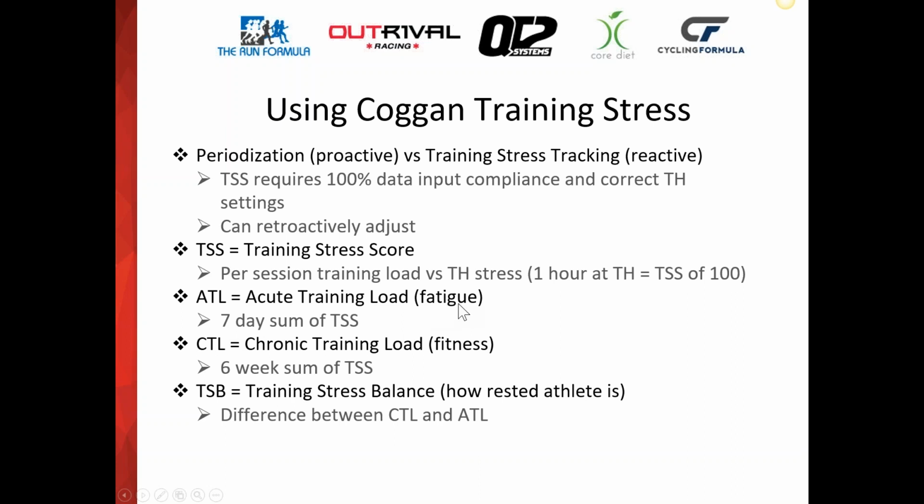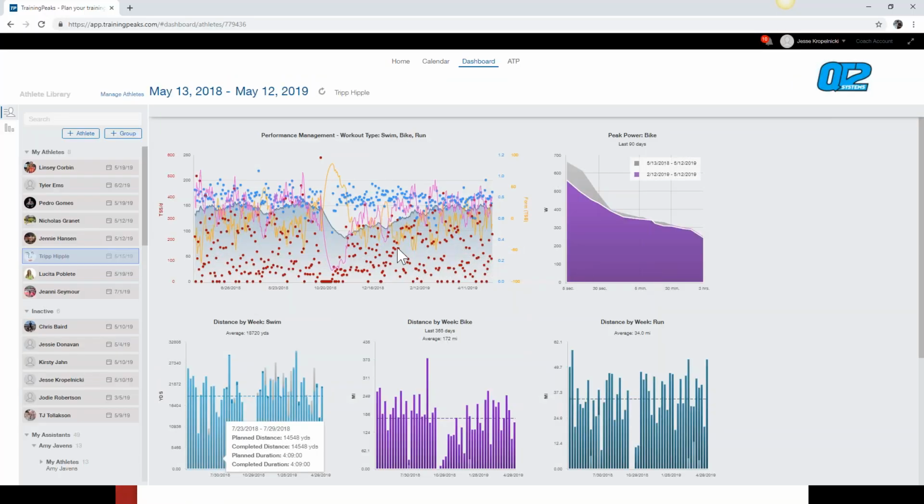Another term for this would be fatigue, right? If you do 7 days of really hard or long training, high volume, you're going to be very fatigued at the end of that. You're going to find that ATL is very high, okay? And just to show you on the chart here, so where's ATL? ATL is this magenta color, right?